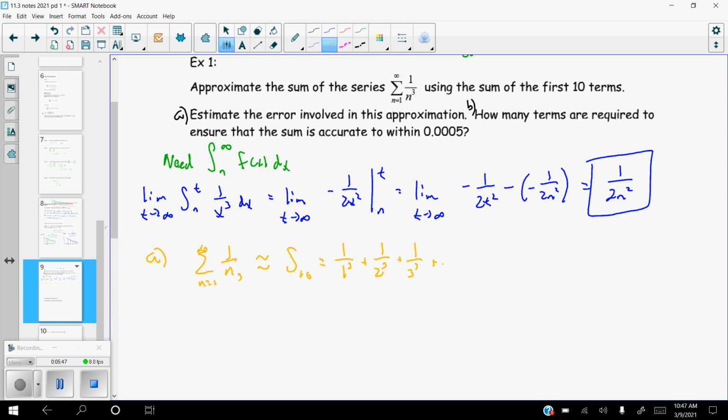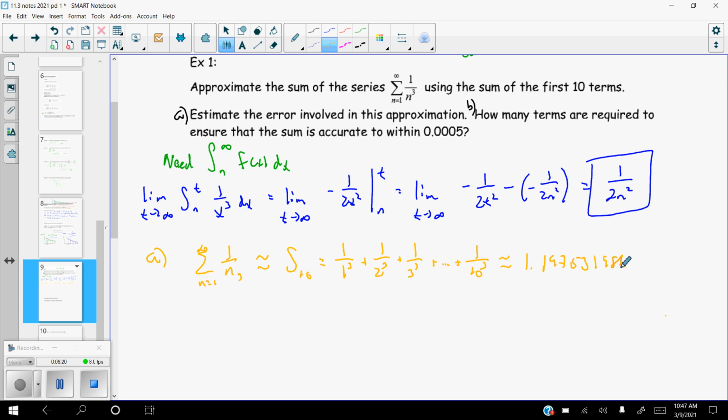We do that all the way up until we get to 10. So 1 over 10 cubed would be our last term. Now, obviously, this is not something I expect you to do without your calculator. I've already gone ahead and plugged this into mine to save a little bit of time. So we get 1.197531986. That's all the decimals that my calculator spits out for me. So that is our approximation of this sum of the first 10 terms.